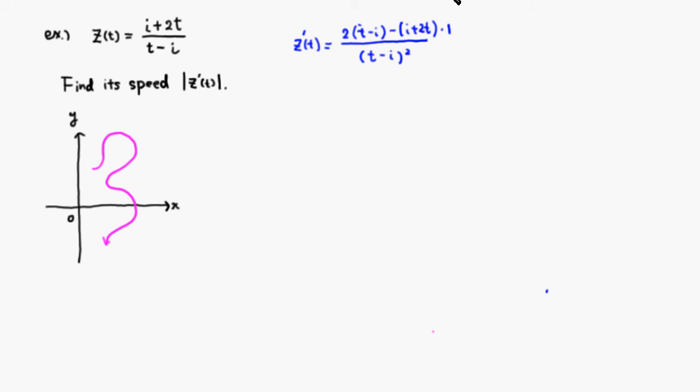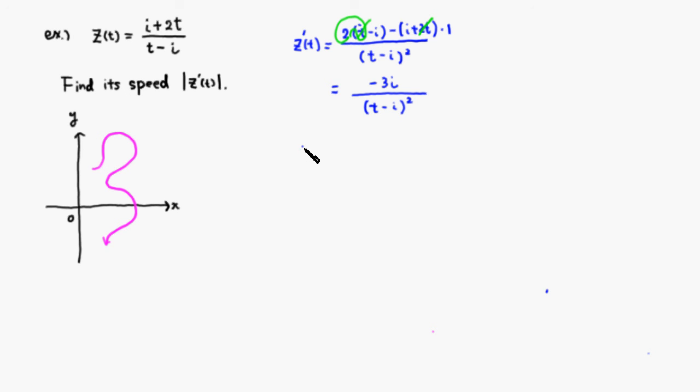So if you simplify that, let's look at the top. The real part is going to be 2t minus 2t, so the 2t terms cancel out. Then what you end up getting is negative 2i minus i. So you have negative 3i, over (t minus i) squared. This is the derivative.